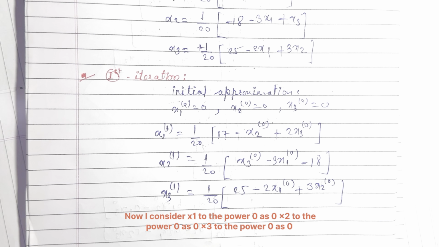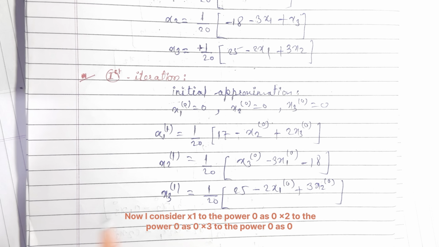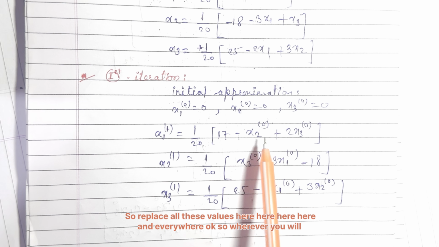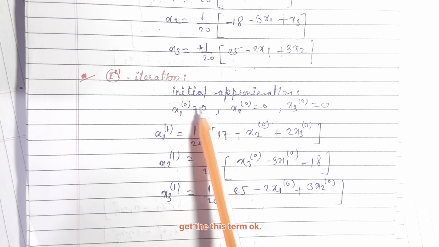Okay, now I consider x1 to the power 0 as 0, x2 to the power 0 as 0, x3 to the power 0 as 0. So replace all these values here, here, here, here and everywhere. Okay, so wherever you get this term.